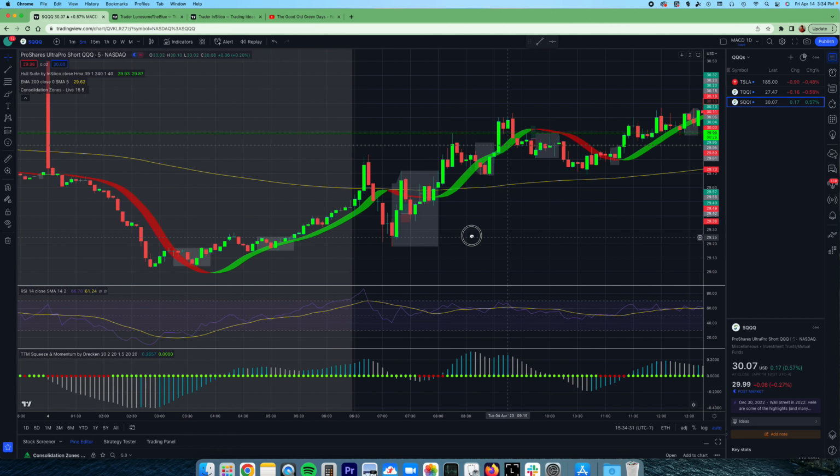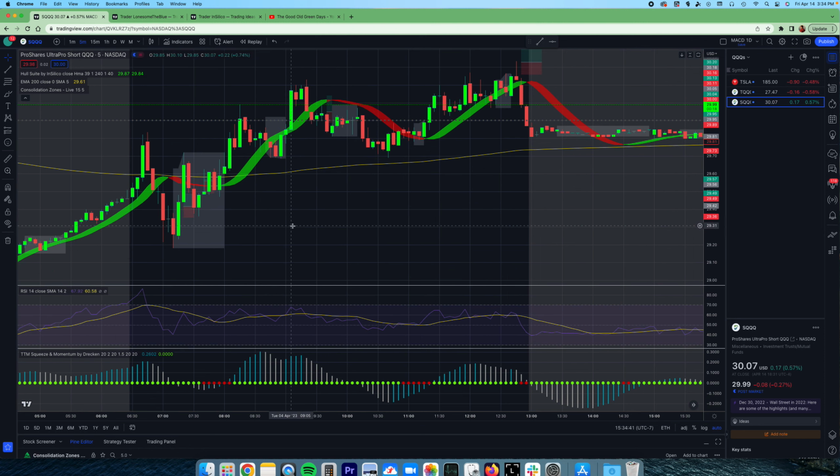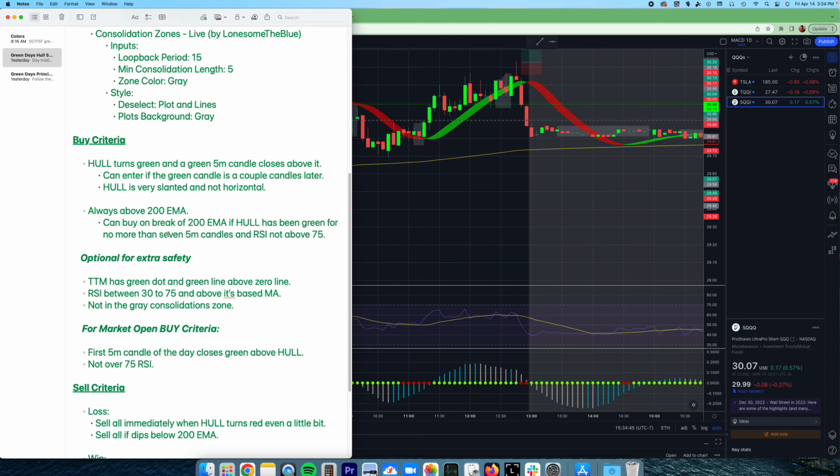So I kind of treat this line right here as the surface of an ocean. So if you go below it, you can't breathe, you're drowning, you just have to get out immediately. Kind of silly, but works for me.